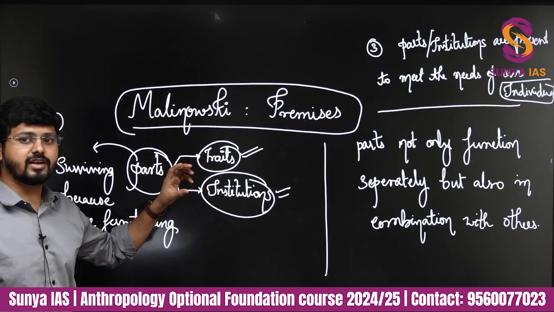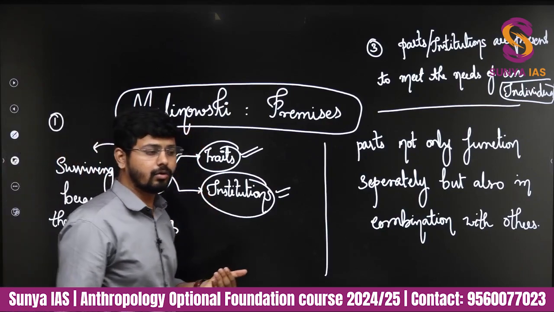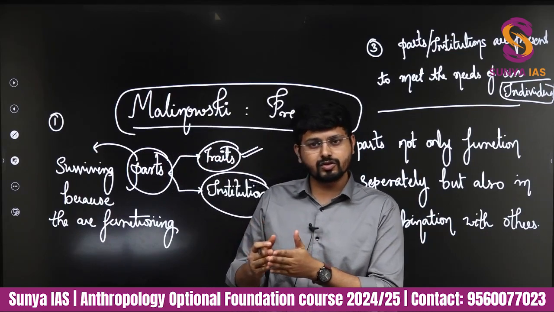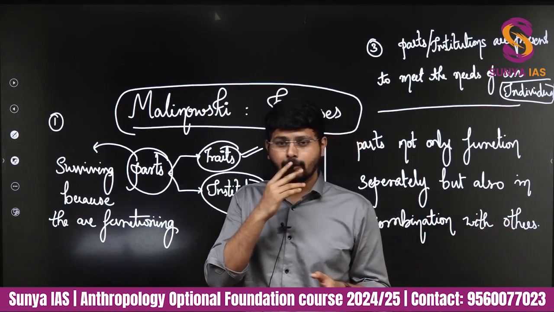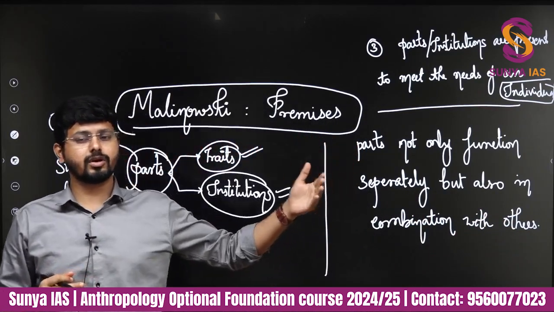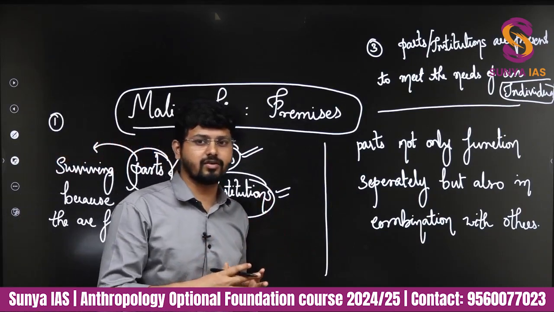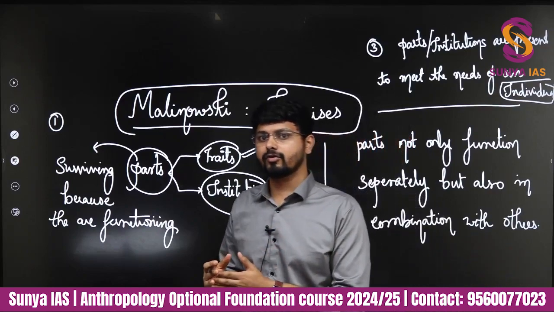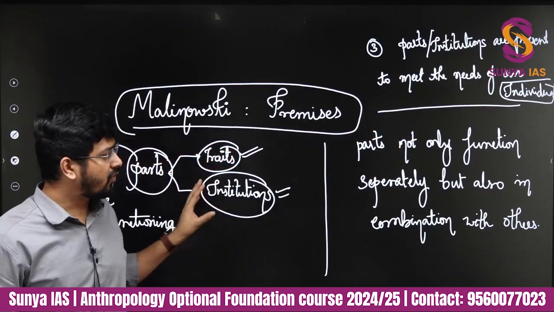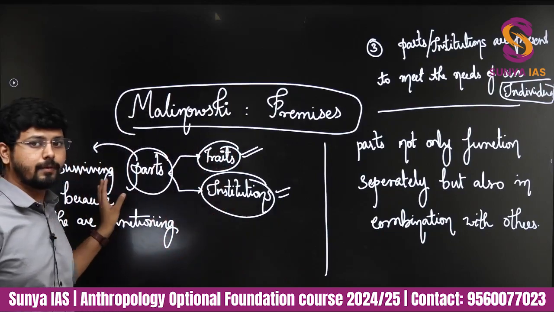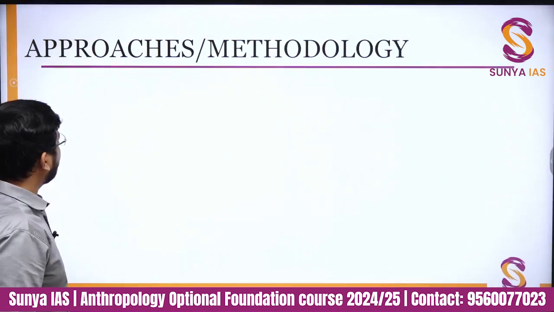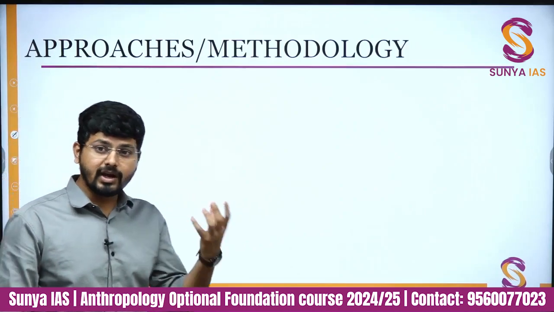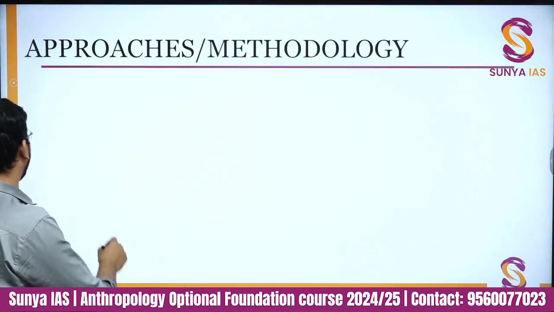So what is he suggesting? He is suggesting that you need to analyze the needs, and analyze the institutions, because these institutions are helping to meet the needs of an individual. First he talked about the needs, and then he talked about how the institution functions, or what the parts of an institution are. That is part of the contributions of Malinowski that we will discuss in the next class. But for now, you should be clear with the background. After this, we will see the methods and the background of Malinowski.